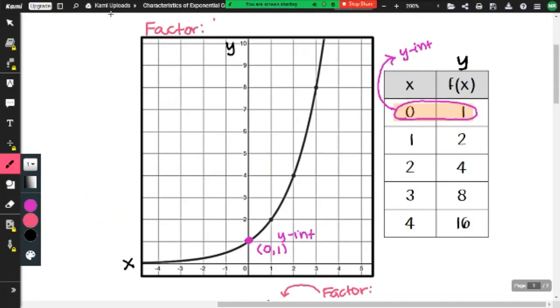You're going up. So if you're going up, that means we're going to see a what? An increase. And if we see an increase, that represents exponential growth. So our factor is going to be greater than 1. We're going to see growth. Because in general, going from left to right, always left to right, our line is going up instead of down.